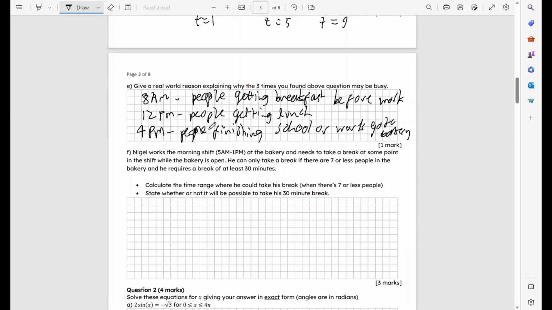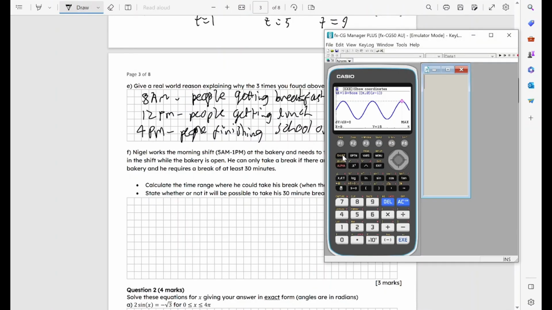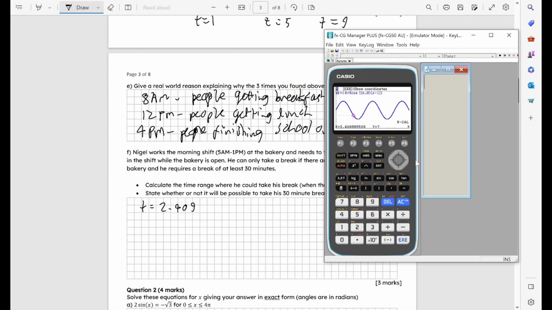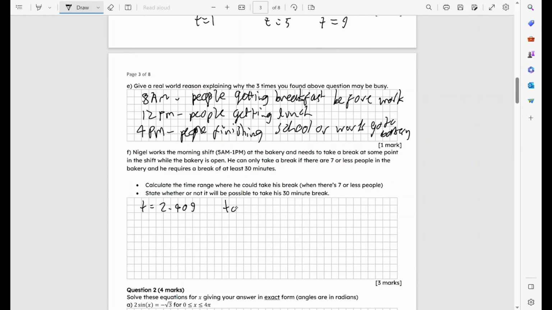All right, Nigel works the morning shift from 5 a.m. to 1 p.m. at the bakery, and he needs to take a break, but only if there's less than 7 people in the shop. So this is going to be shift, shift G solve, go across to xcal when y equals 7. So we can see that happens at 2.409 is when it goes under 7, and then it's going to stay under 7 people until we hit 3.590.